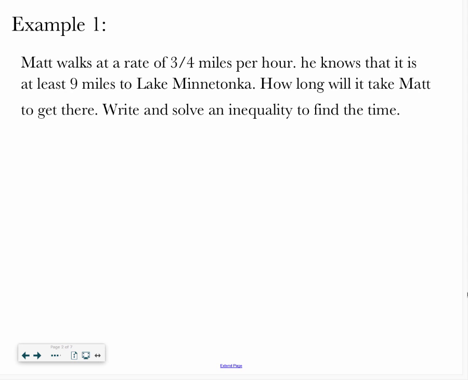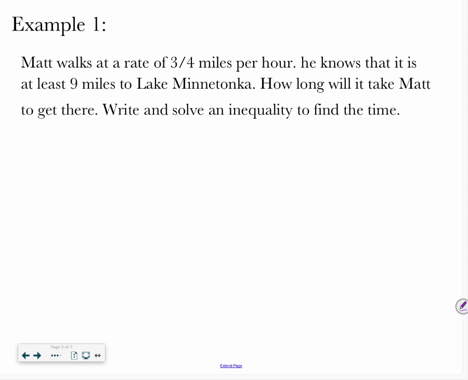Okay, so let's quickly remember, if we're talking about a distance, a rate, and time, there's an equation that we've always been using this year. Hopefully you guys remember it. Distance equals the rate times the time. We can use the same idea, but we're going to make it an inequality. And it doesn't necessarily have to be less than.